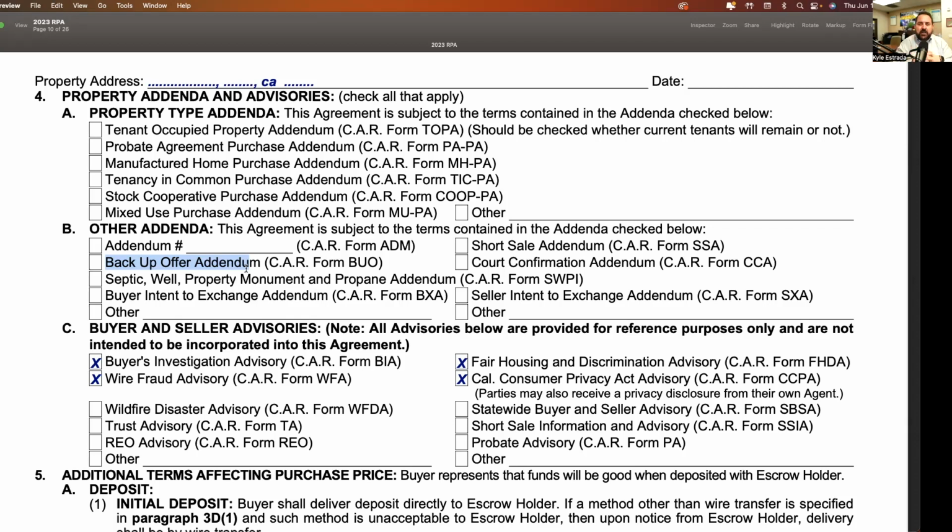But it's a softer contingency. It just gives us some terms of what we have to agree to as part of buying this replacement property for my 1031 tax deferred exchange.